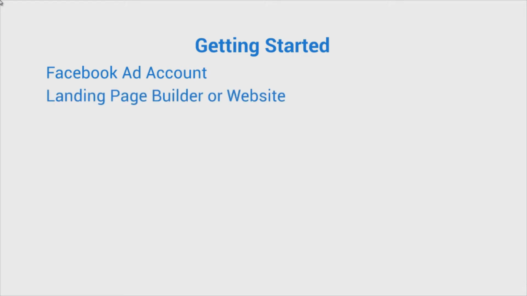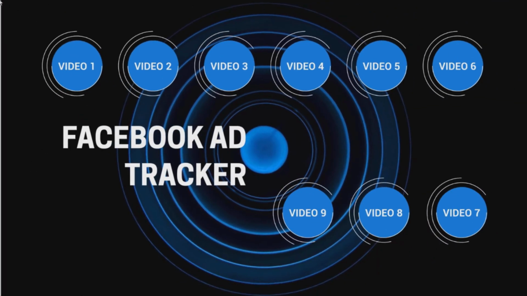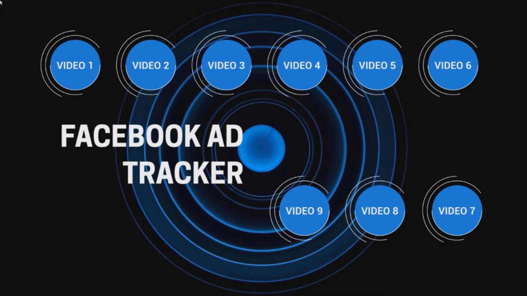So let's talk about getting started here. You're obviously going to need to have a Facebook ad account. You'll need to have a business manager account as well, but we'll talk about that in the next video. You'll need a landing page builder or a website. If you use a landing page builder like ClickFunnels or Leadpages, it's going to be a lot easier because they have set things up so that you can easily add tracking codes to the header. And you need to have a business funnel. If you don't have that right now, then this might give you some ideas. All right, with that said, let's move on to video number 2.